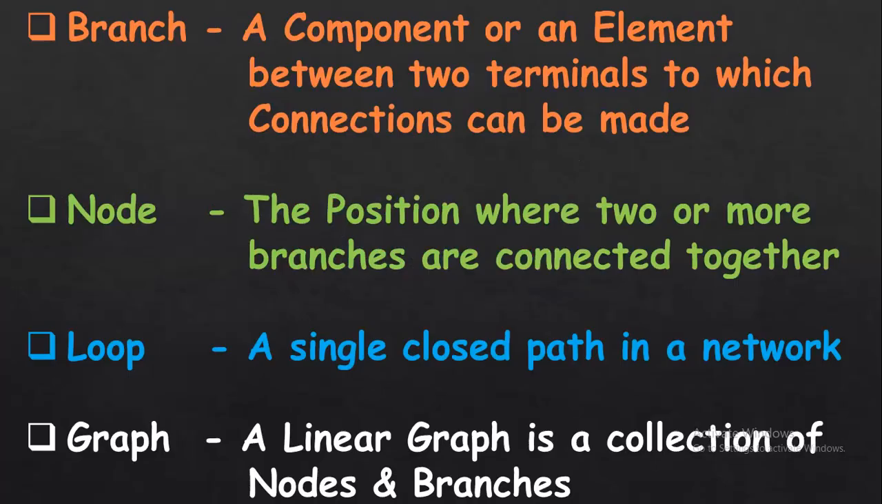So branch is basically a component or an element between two terminals to which connections can be made. Then node is the position where two or more branches are connected together. Then a loop is a single closed path in a network. Then a linear graph is a collection of nodes and branches. We will see these through an example of an electrical circuit.